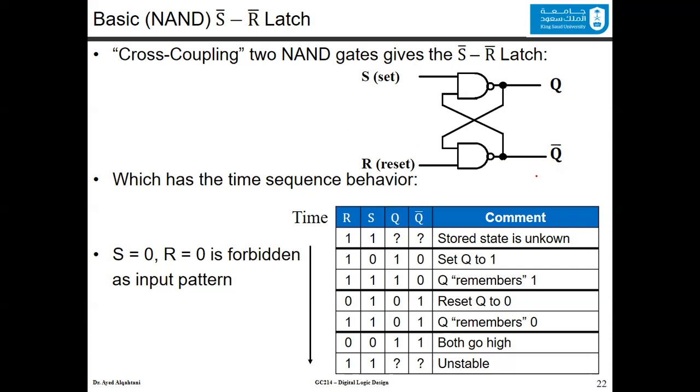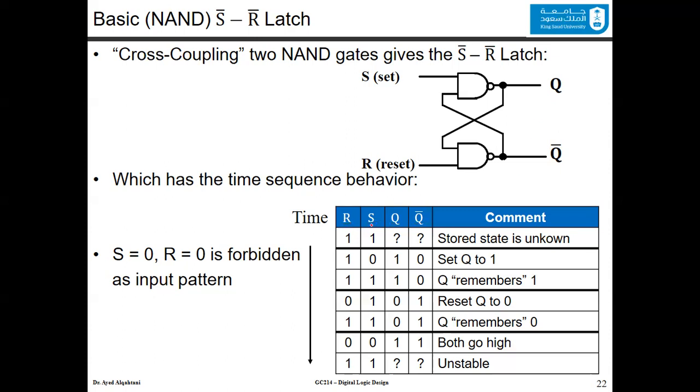To see the different operations of this circuit that can now store a value, we will change the values of R, the reset, and S, and we want to find the values of Q and Q bar. Also notice here, if you know the value of Q, the Q bar is going to be the inverted value of Q.